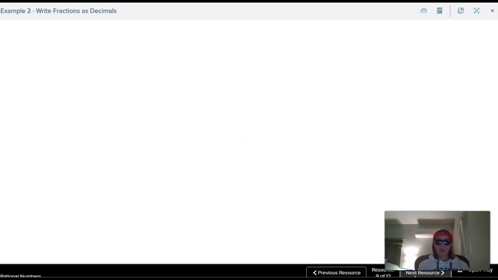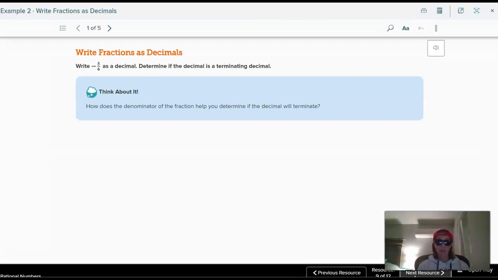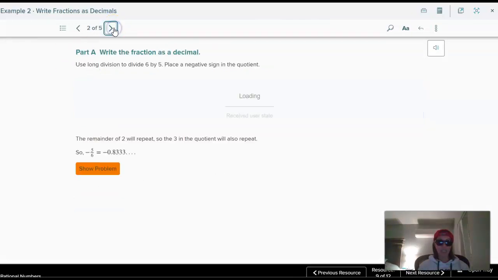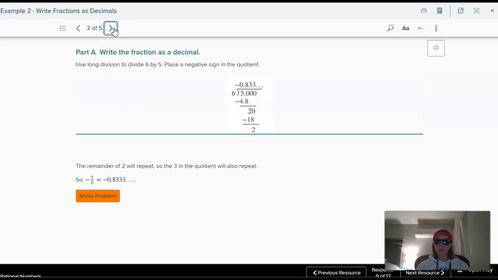So again, anytime you want to write a fraction as a decimal, you just take the top number divided by the bottom. Let's write negative 5/6 as a decimal. Rational numbers can be positive or negative. So in this case, we're going to divide 5 by 6, but our sign will be negative because it's negative 5/6. When I look at 6 going into 50, that's 8 times. Multiply, subtract, bring down. 6 goes into 20 3 times. Multiply, subtract, bring down.